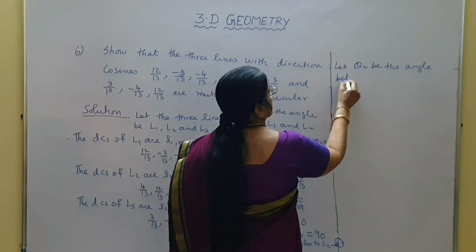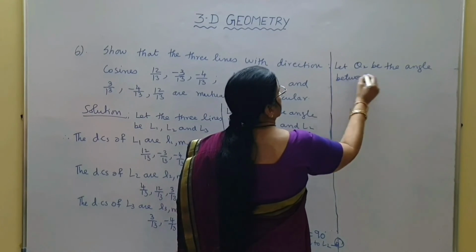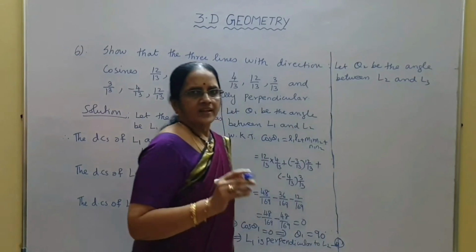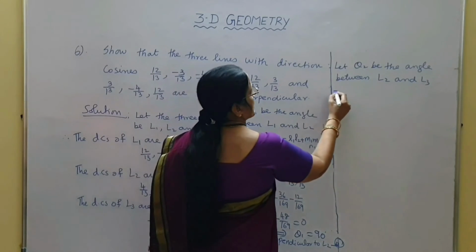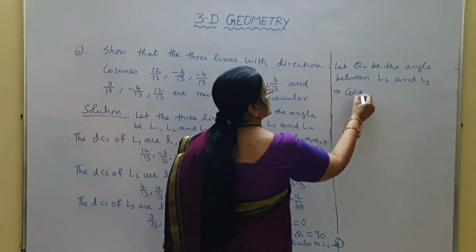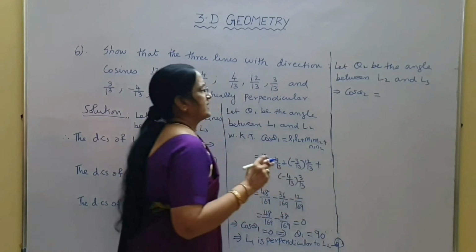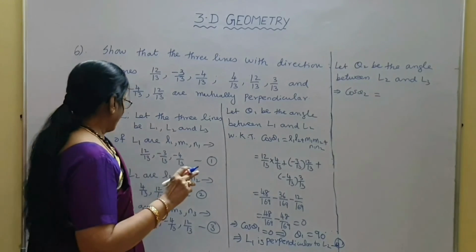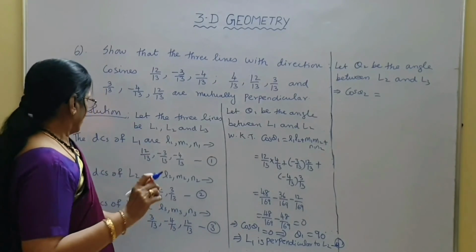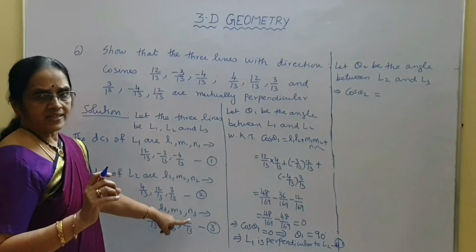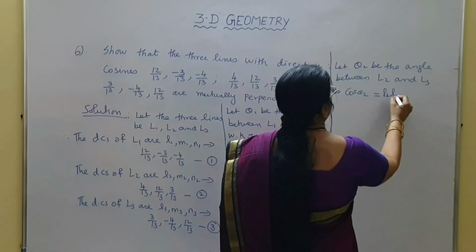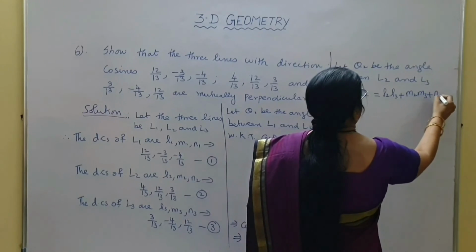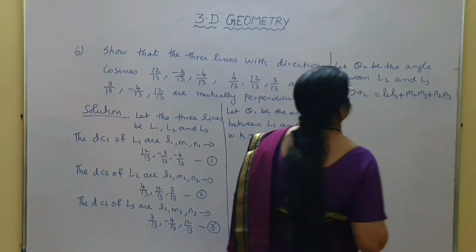Let theta 2 be the angle between the line L2 and the line L3. Then what will happen? This implies cos theta 2 is equal to, what are the DCs of L2? We took it as L2, M2, N2. And for the DCs of L3, we took it as L3, M3 and N3. L2 L3 plus M2 M3 plus N2 N3.